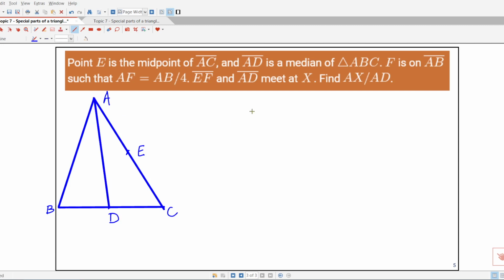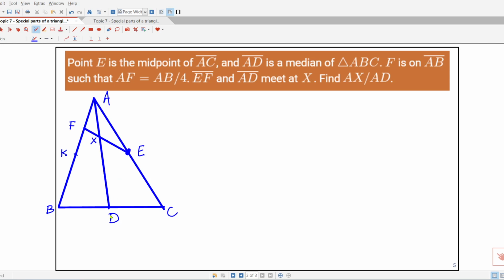F is on AB such that AF equals a quarter of AB. So this is half of AB, then a quarter of AB must be somewhere here, right? And this is point F. Well, let's call the midpoint of AB K. EF and AD meet at X, so let's connect E and F, and AD meet at X, so this point here is X. Find AX over AD.